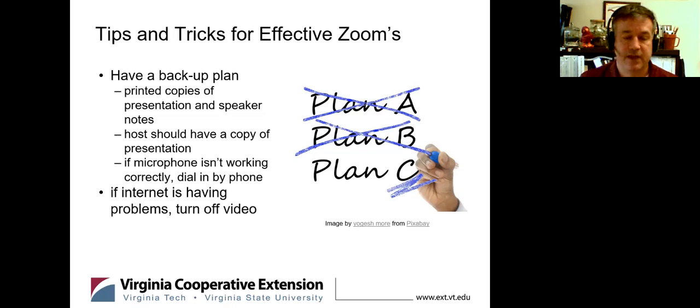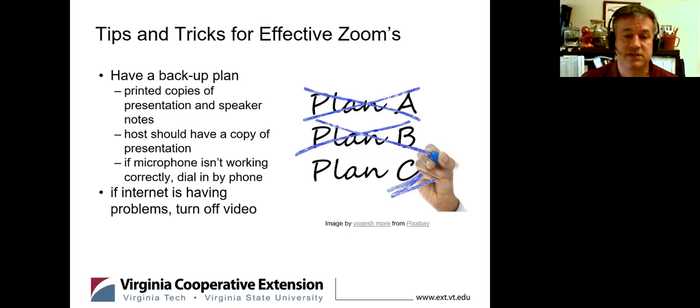Also, if you're using your microphone and it's not working correctly, you can dial into Zoom by phone and have that work also. That's sometimes a problem that I've found with people using their computer microphone, that it doesn't work very well. You can go down by the mute button, and there's a little up arrow there, and you can select to dial in by phone, and it'll connect your phone call with your video feed.